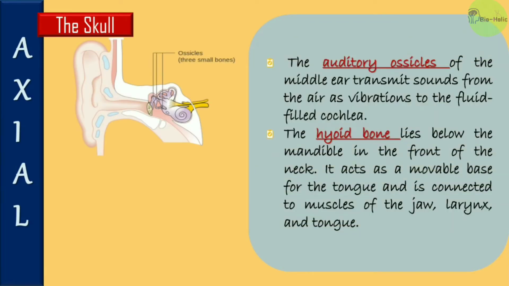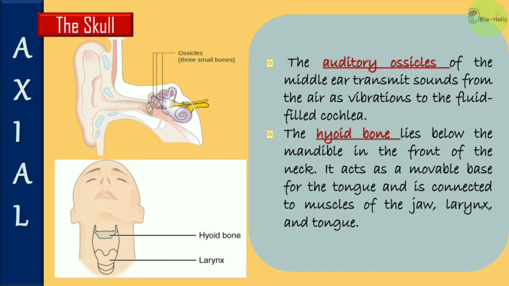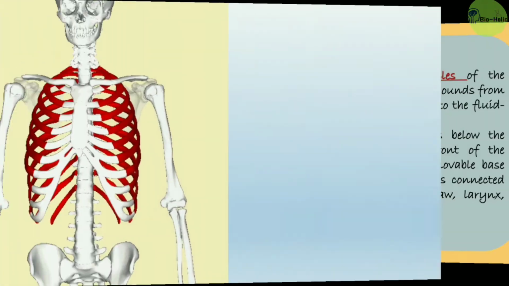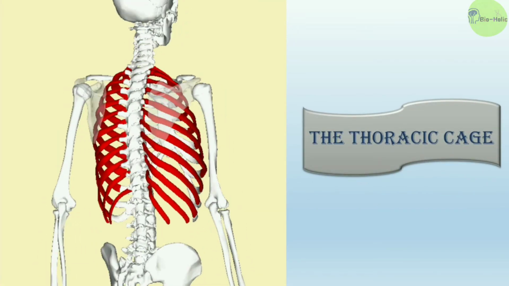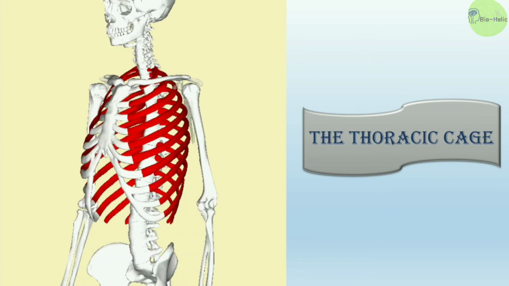And also the auditory ossicles of the middle ear that transmit sounds from the air as vibrations to the fluid-filled cochlea are considered a part of the skull bones. And the hyoid bone that lies below the mandible in the front of the neck is also considered a part of the skull bones. It acts as a movable base for the tongue and is connected to muscles of the jaw, larynx, and tongue. Okay, now let's learn about the bones of the thoracic cage.